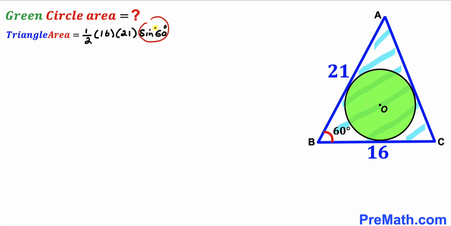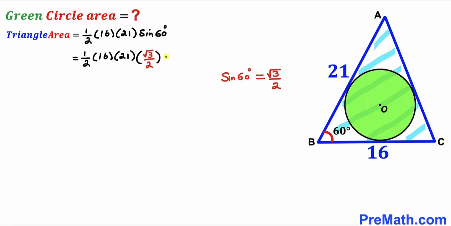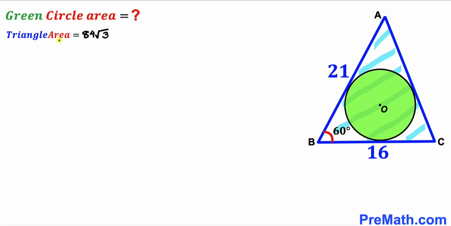We know that sine of 60 degrees is simply square root of 3 divided by 2. So I am going to replace sine of 60 degrees with square root of 3 divided by 2. As you can see in this next step, I have substituted its value. If we simplify everything on the right hand side, that gives us 84 times square root of 3 square units. Thus the area of this blue triangle turns out to be 84 times square root of 3 square units.